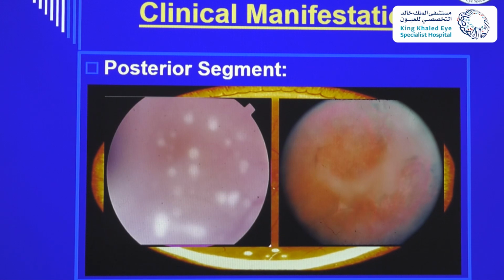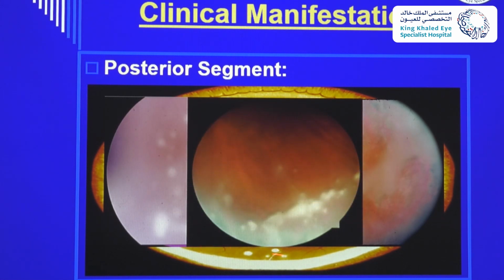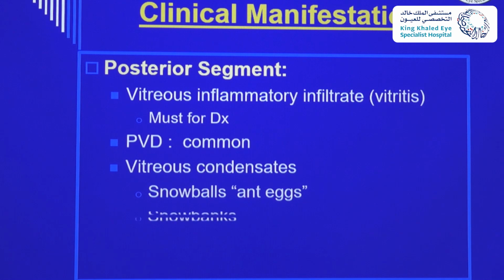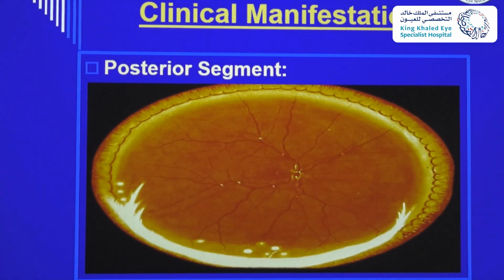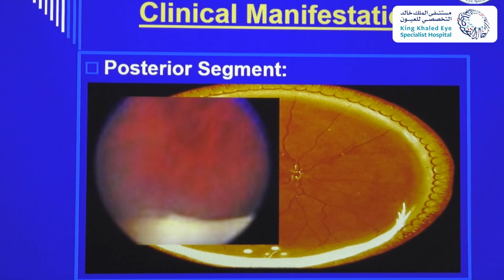Another patient might resemble Candida. This is an inferior and obvious one, which I call a posterior hypopyon sometimes. Then we have the snowbanks. And we mentioned that snowbanks are usually at the ora serrata, and could be localized or extending 360 degrees. See it?